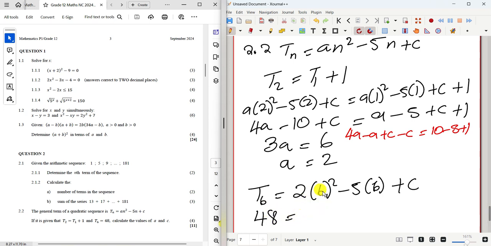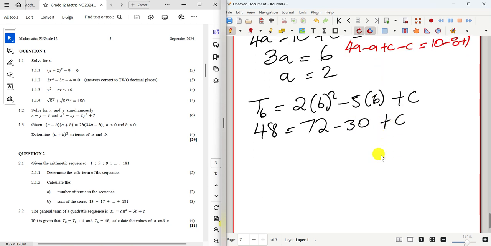So this is 2 times 6 squared, which is 36, so this is 72, minus 30, plus C. So what do we have? 72, okay, 48. 78 minus 72 will be 6. Therefore, C equals 6. Isn't it? C equals 6.